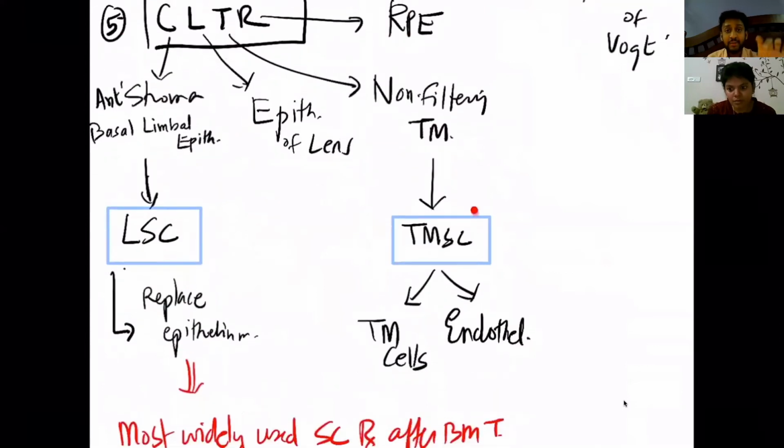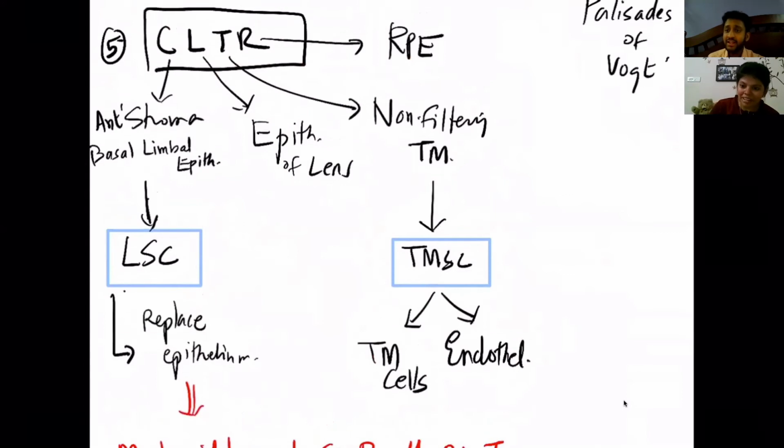And these trabecular meshwork stem cells can convert into two types. One is the trabecular meshwork cells themselves, and also the endothelium of the cornea. I think I just missed that point. Yeah, I didn't mention it, the endothelium. Okay, so they are multipotent.